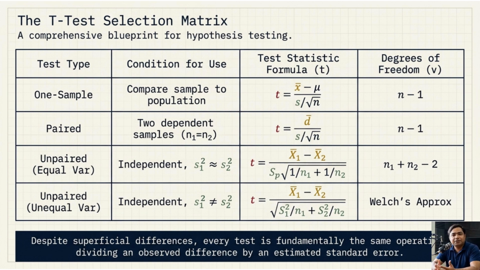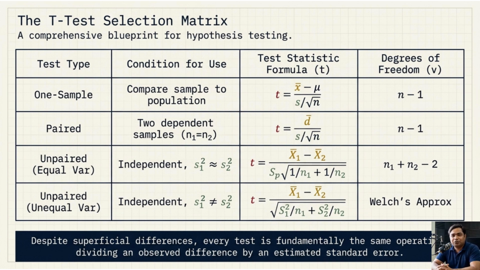Third, the unpaired t-test with equal variance. Use this when we compare two independent groups and their variances are approximately equal. Here we use pooled variance. The degrees of freedom are n1 plus n2 minus 2. Fourth, the unpaired t-test with unequal variance. Use this when the two groups are independent but their variances are not equal. Here we do not pool the variance. We use Welch's approximation for degrees of freedom.